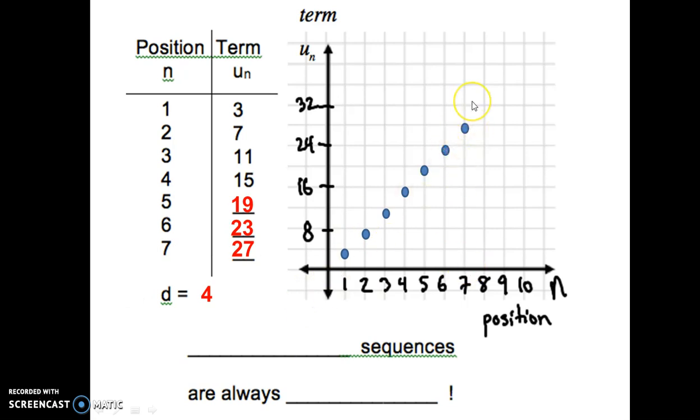What do you notice about those points? Well, they are linear. They make a line, basically. We're just going to keep them as separate points because those are the actual numbers in the sequence. There are no numbers in between, but you'll notice they do line up in a perfect straight line. So the conclusion here is arithmetic sequences are always linear. And the common difference is like your slope.